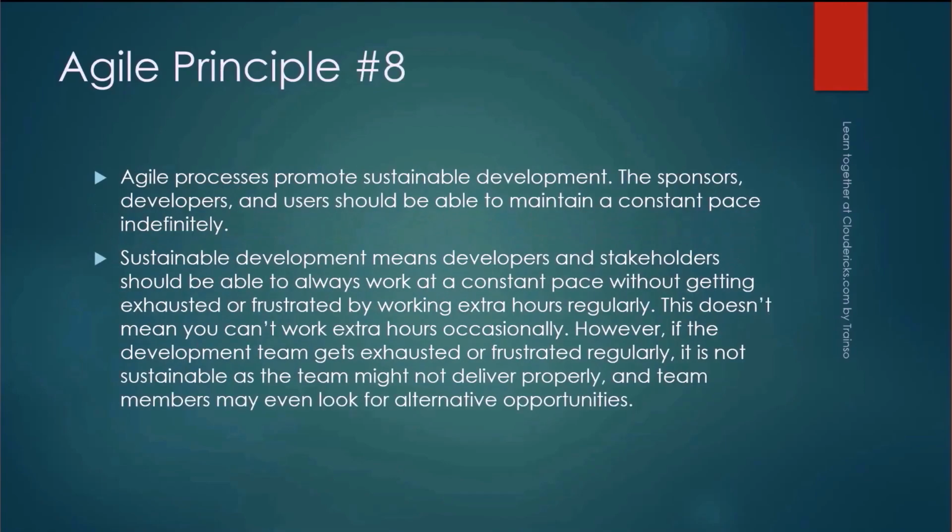Agile principle number 8, Agile processes promote sustainable development. The sponsors, developers, and users should be able to maintain a constant pace indefinitely. Sustainable development means developers and stakeholders should be able to always work together at a constant pace without getting exhausted or frustrated by working extra hours regularly.